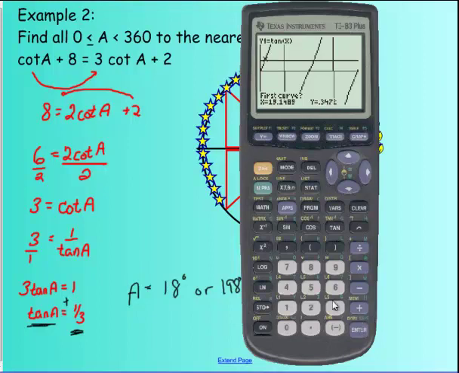Okay, let's see what that is. It tells us it's about 19, but if we let the calculator do its math, there it is. It gets me my answer of 18. And I can repeat this to find this over here. Okay, we're done.